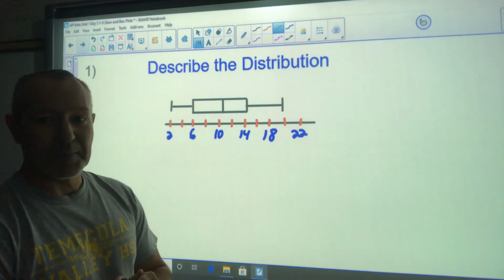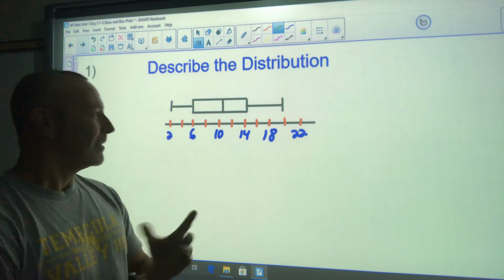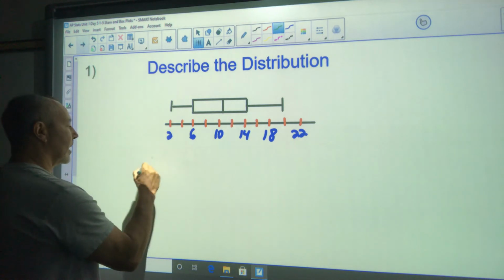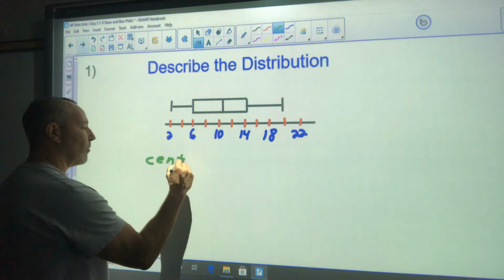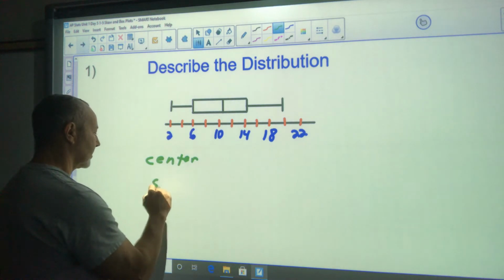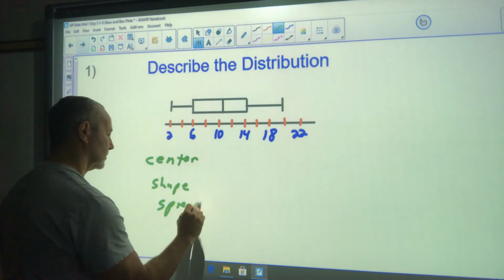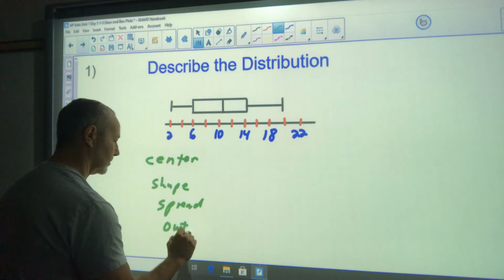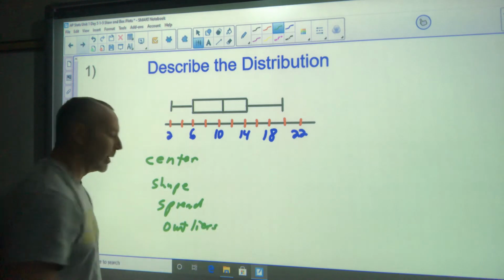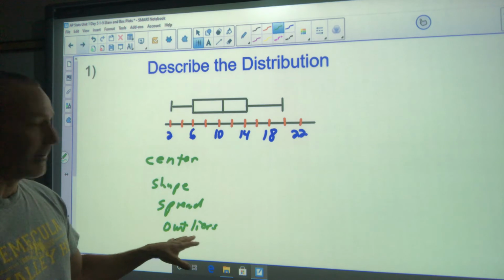And I shouldn't start that way. Actually, let me back up. I should be talking center, shape, spread. I'm on shape because we're talking about it, but let's talk about those different topics. You have to write it in paragraph form, usually. But these are the topics we're going to discuss. Since we know about outliers, we'll be discussing outliers here as well.